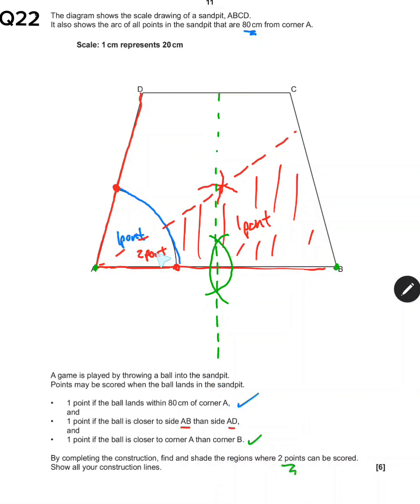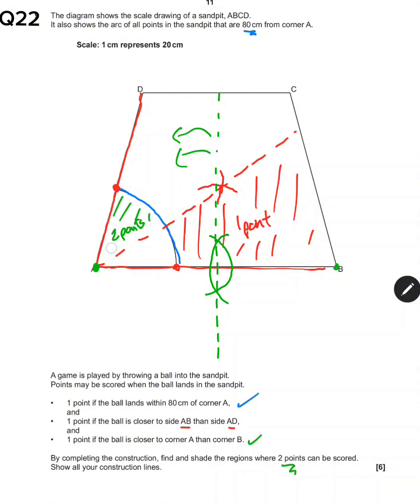Well, this part here has now moved to 3 points, because that covers everything: closer to the point A, closer to this bottom line, and within the section. So that bit there is 3 points. That's no good. This bit up here is actually 2 points, because I'm within that first arc and I'm on the left-hand side of that line. I'm closer to A than B.